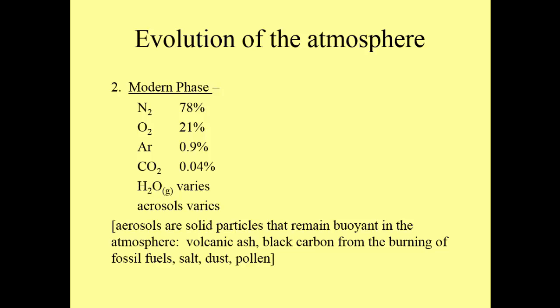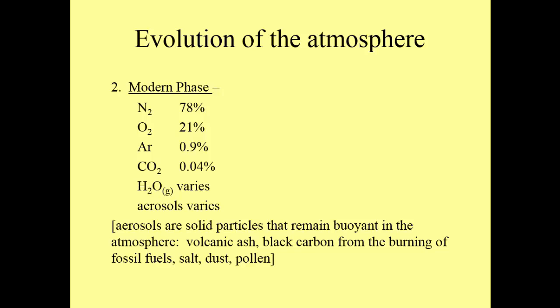So, skipping to today, the evolution of the atmosphere, what does our modern phase look like? Well, you can see the list there, that nitrogen is by far the biggest constituent at approximately 78%. And then we have oxygen at 21%, argon 0.9%, carbon dioxide at approximately 0.04%, and that's increasing. H2O gas varies from place to place.